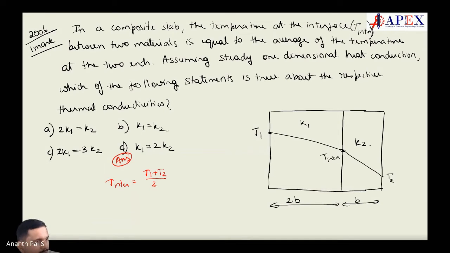In heat conduction, the equation uses the resistance. So Q is the same through both, so we have T1 minus T inter divided by the resistance, which is L1 by KA. So it is 2B by K1 into area, equal to T2 minus T inter divided by B by K2 into A. T inter is on both sides, so we can cancel it and get the answer directly. Don't have to worry much.